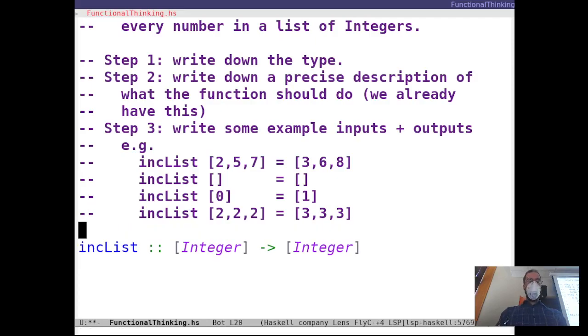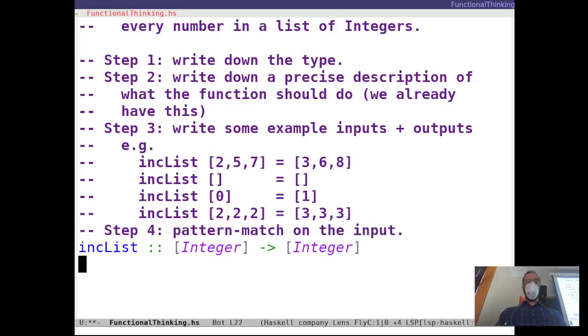So step 4 is usually something like, I think Andre was saying, the base case, right? But in general, we're going to pattern match on the input, right? Ink list. So what could it be?